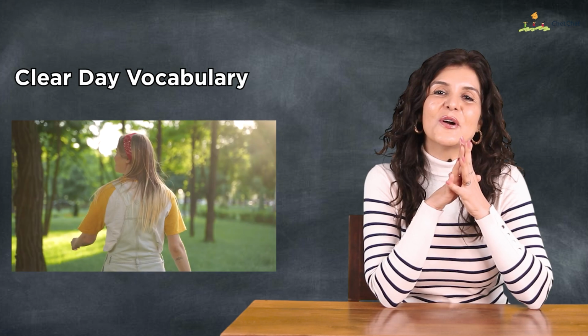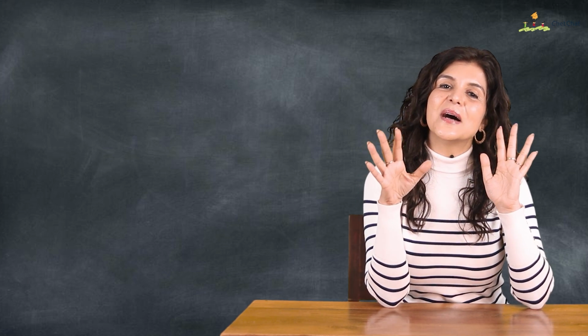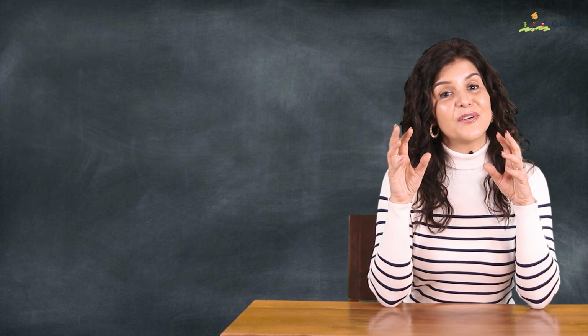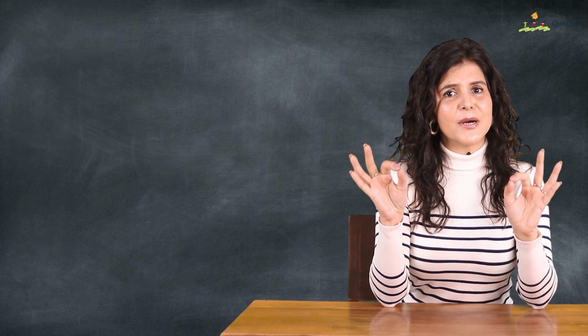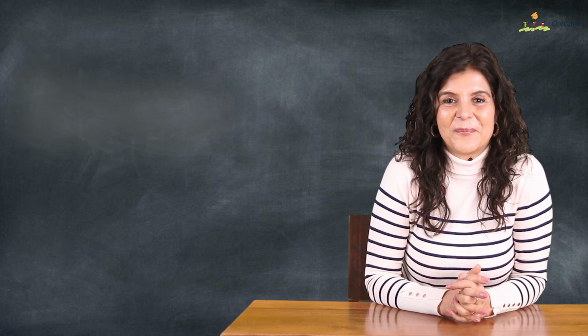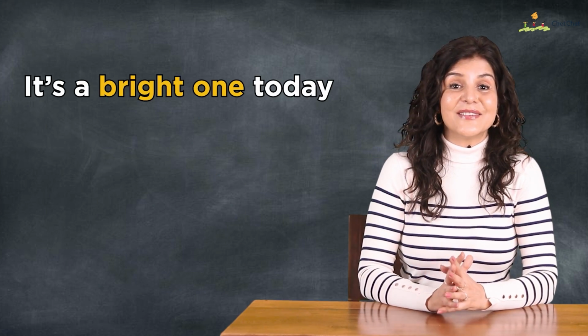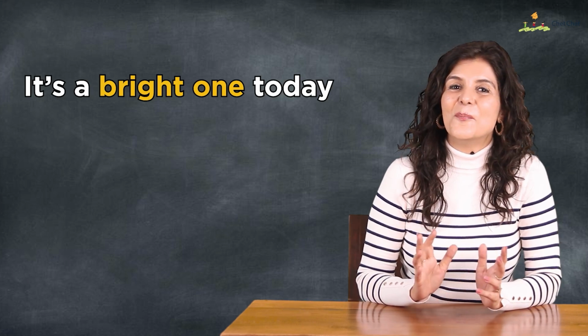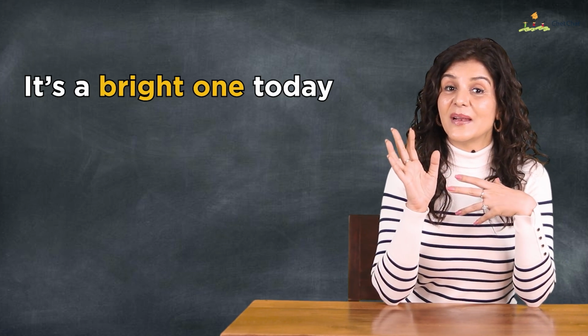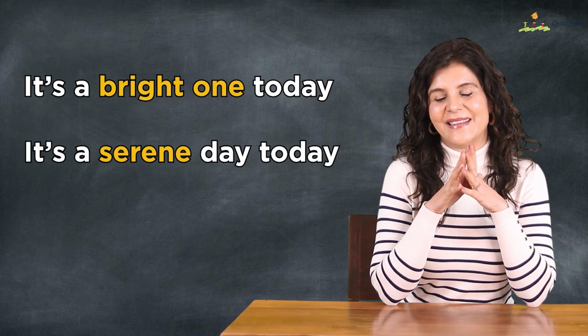We have a clear day. You know, when we talk about the weather, so much is spoken about bad weather conditions, but we forget to give vocabulary for a perfectly clear day. So let's see what we have. It's a bright one today. This is nice. Bright one means a bright day. Another nice one is, it's a serene day today.